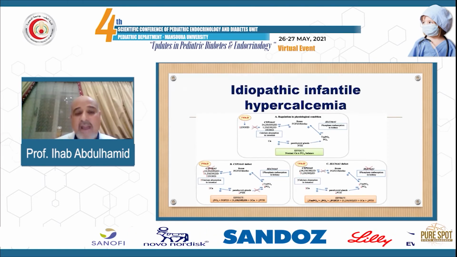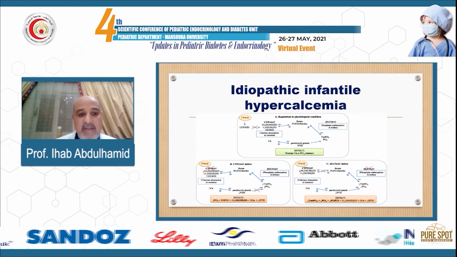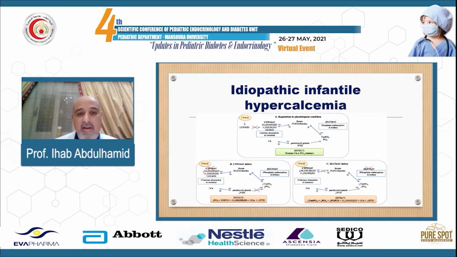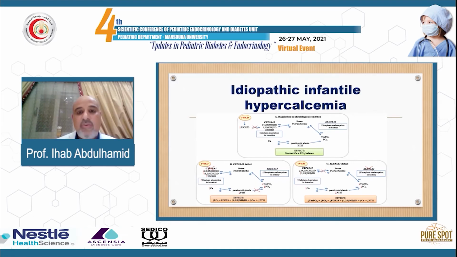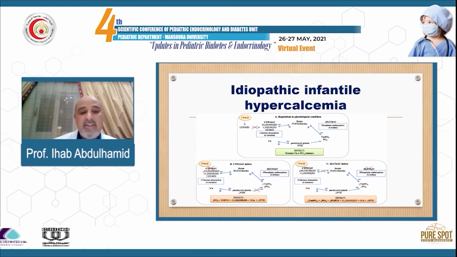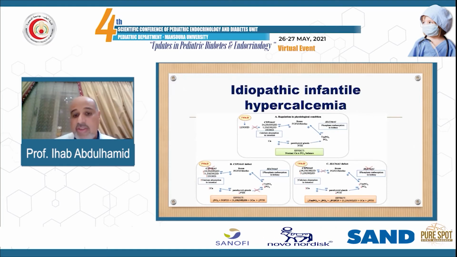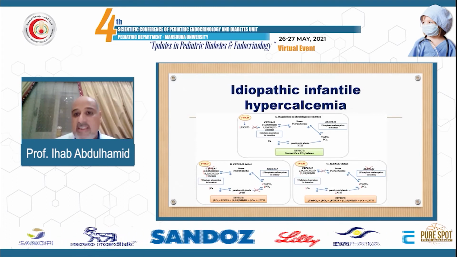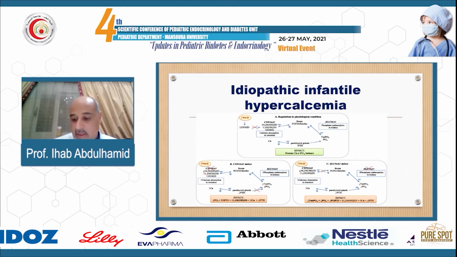So we have two mutations in two genes responsible for idiopathic infantile hypercalcemia. The first one is responsible for the degradation of 125 by 24-hydroxylase, and the degradation will not be present, so the 125 is increased. The other one is SLC34A1, which is responsible for sodium phosphate co-transport and will lead to hypophosphatemia. And when we replace the phosphate, the patient will improve.